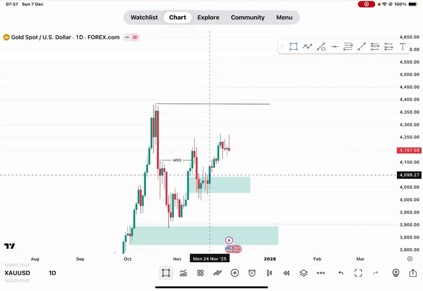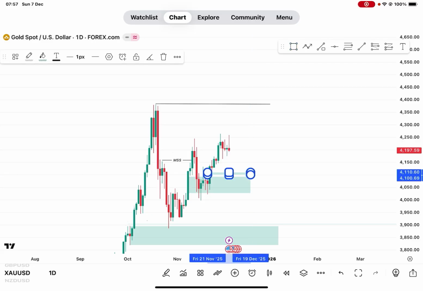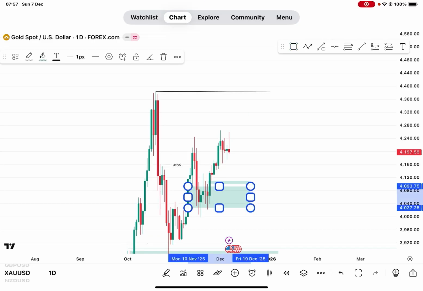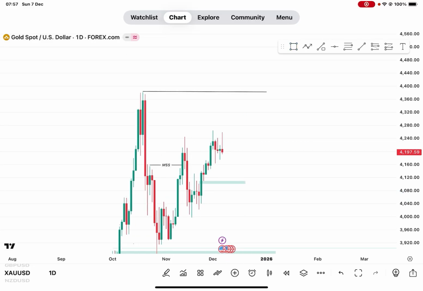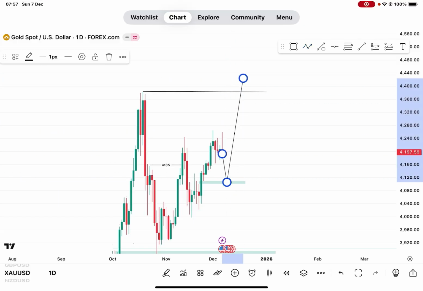We can see that there is an imbalance. There is still an imbalance right here that gold might most likely come to fill before continuing in its bullish move. So if gold fails to break with the body right now, we might see a gold retracement to this daily fair value gap before continuing in its bullish move. It might come to fill the imbalance to generate more momentum to break that previous high.